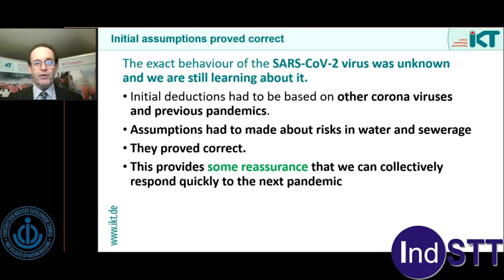So those have to be thought through. But mostly what is happening at the moment is responding to the pandemic. We're not in a recovery phase yet.